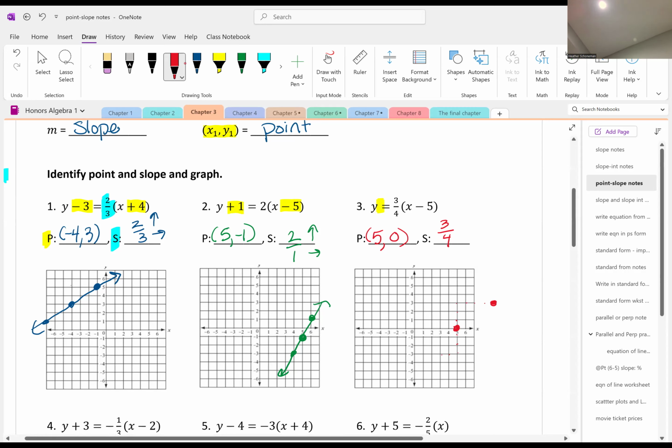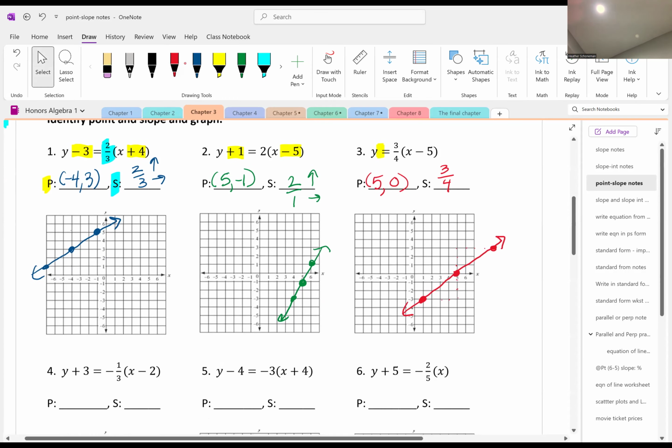Oh, I'm on the struggle bus without my glasses, but we got it. Okay. There is the line.